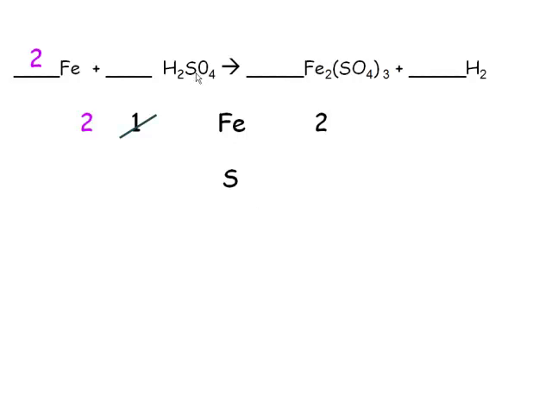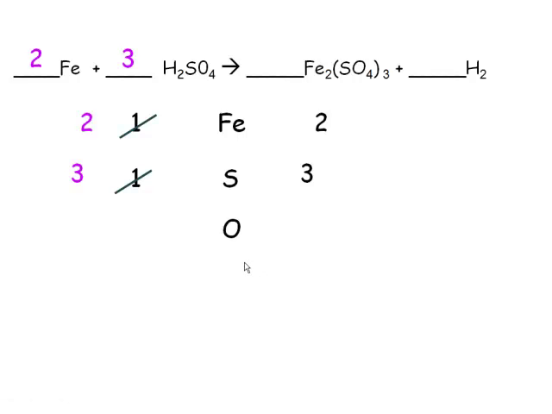Then we need to work on the sulfurs. And there's 1 sulfur on the reactant side because there's only a coefficient of 1. And on the product side, there's 1 sulfur in the parentheses and a 3 outside the parentheses, which reminds us to multiply, and that gives us 3 on the product side. So in order for us to balance, we need to put a 3 in front of our H2SO4. That will give us 3 on the reactant side, and now our sulfurs are balanced.